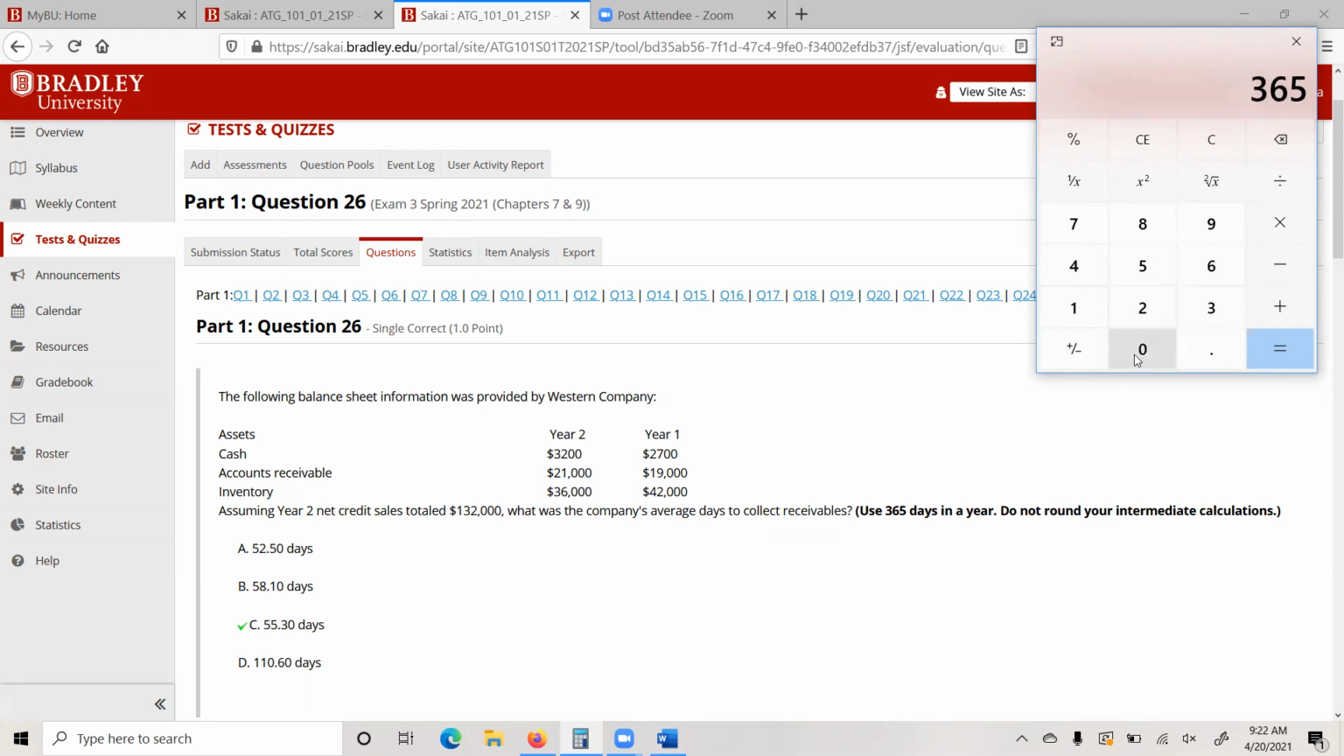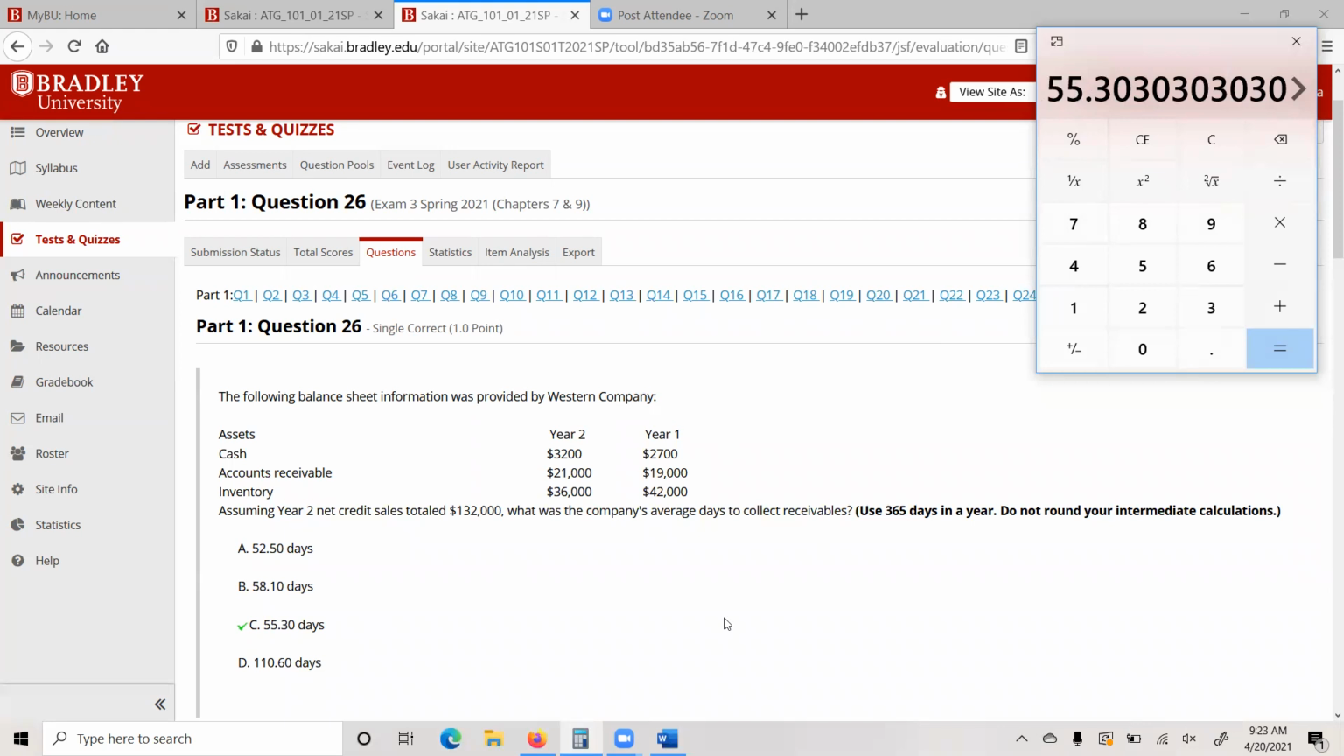I'll do 365 divided by that. So the average days to collect accounts receivable was 365 divided by accounts receivable turnover, which was 6.6. So average days to collect, the typical accounts receivable balance, is 55.3 days, and that corresponds to answer C.